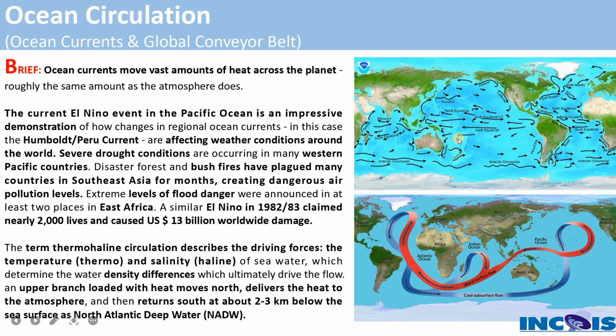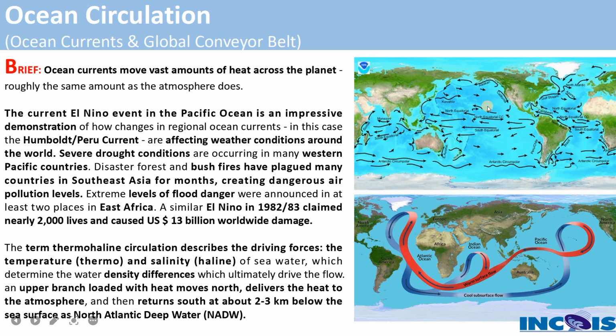So what kind of changes can we see if this current system or the global conveyor belt gets changed in its speed or periodicity, right? An example is the forming of the El Nino current in the Pacific Ocean because of excess warming in the eastern and central Pacific Ocean. This is actually unusual, not common. It's not a general trend.